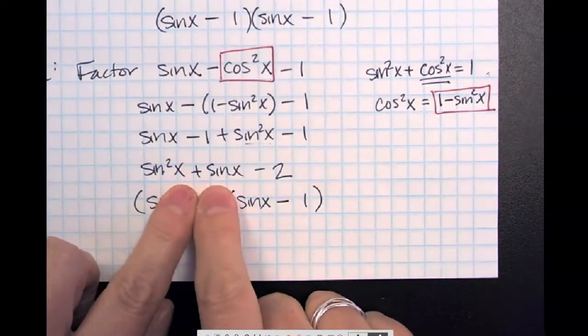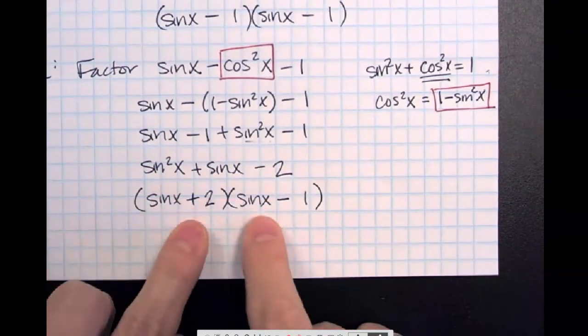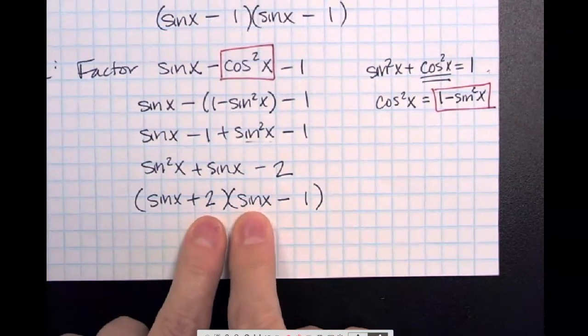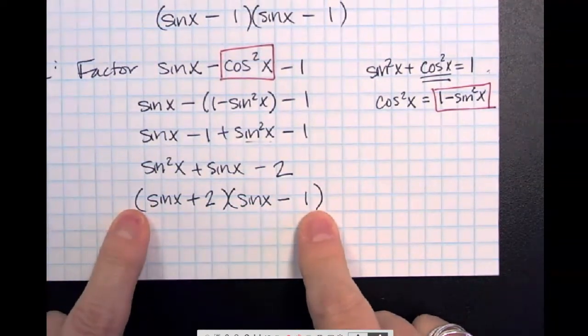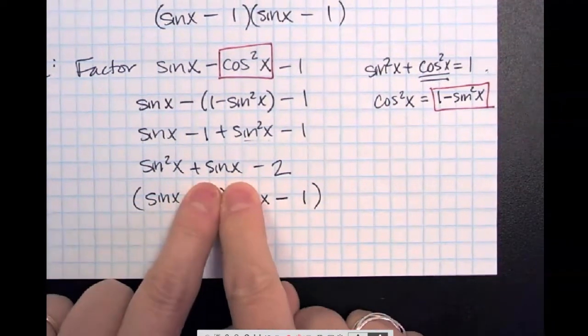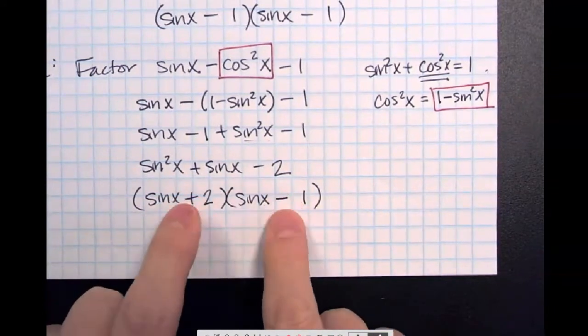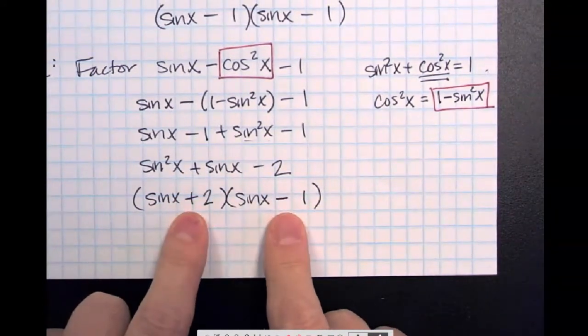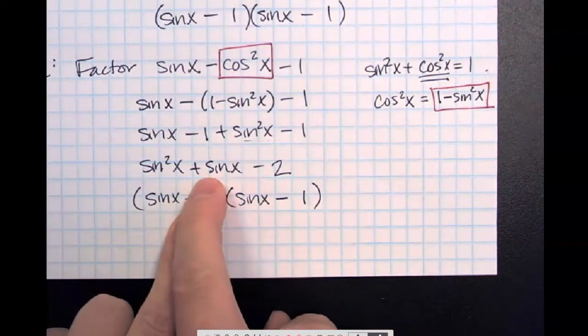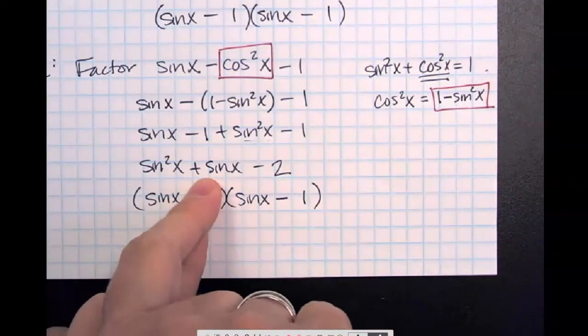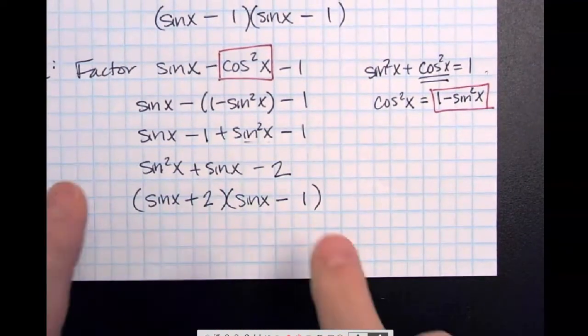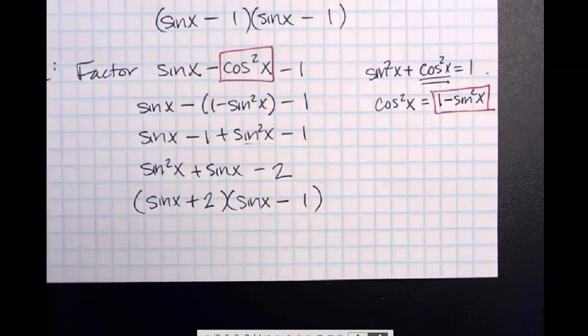You're looking at that middle term, which is positive sine. I have 2 sine and negative 1 sine, and if I add those together, that gives me the positive 1. What if I switch those? Would it matter? Yes, it would make this middle term be a negative sign. All right, so that would be factored.